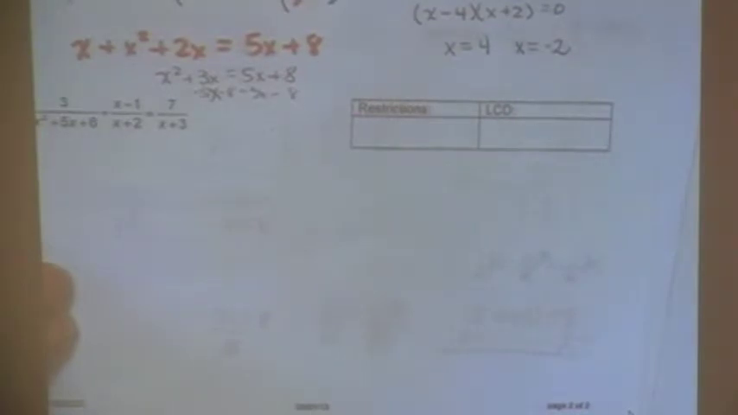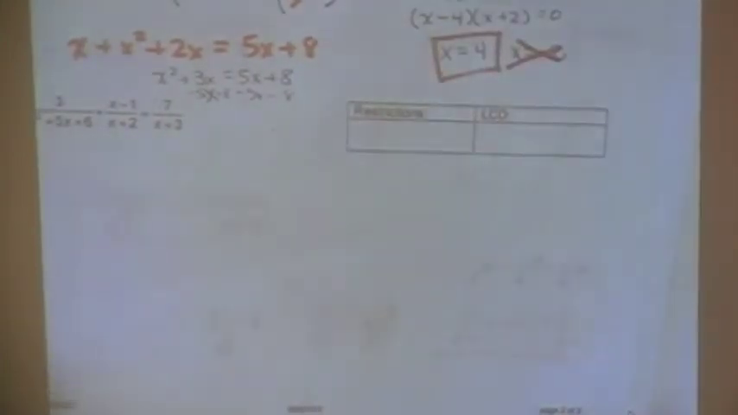But your restriction is negative 2, so this one cancels out and isn't an answer, but this one is. Oh, is that kind of like this? It's an extraneous root. Yeah. Because it won't work. One negative two. Is everybody okay? Questions on that one? Good?